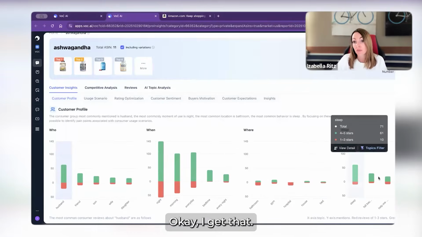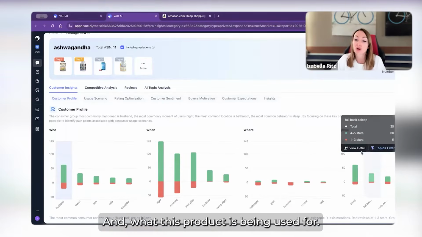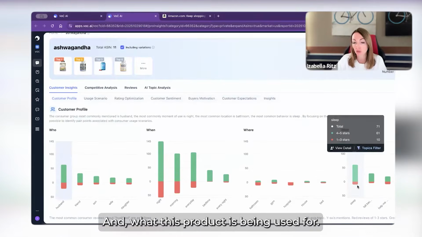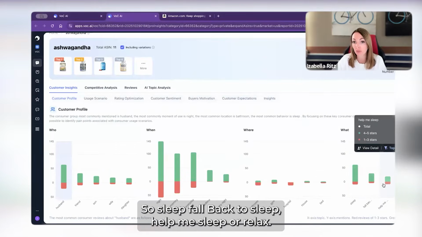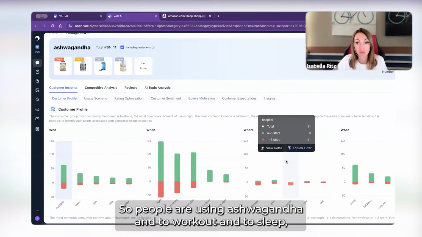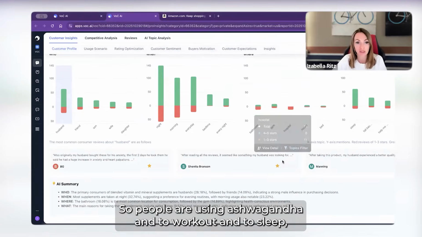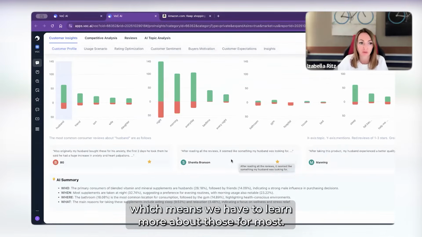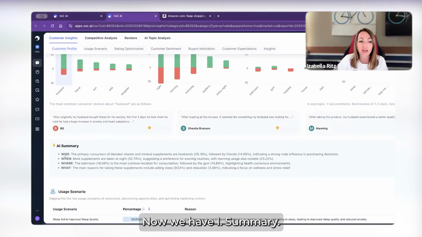Okay, I get that. And what this product is being used for. So sleep, fall back to sleep, help me sleep, relax, workout. Interesting. So people are using ashwagandha to work out and to sleep, which means we have to learn more about those formulas. Now we have AI summary.